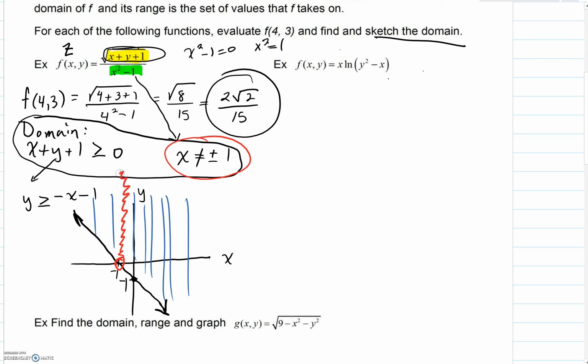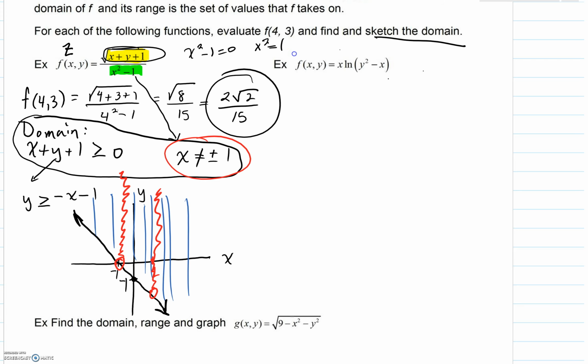So we could say, look, x coordinates of negative 1 or positive 1 would not be allowed. None of those ordered pairs on that ray right there, either of those two rays, would be allowed because they'd cause a division by 0.